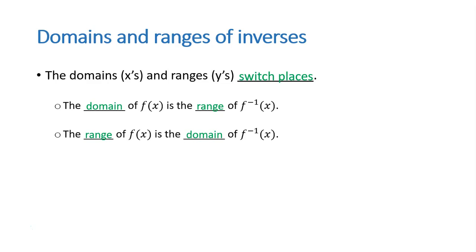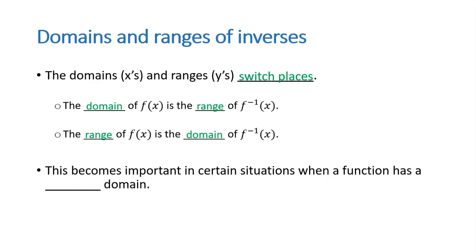So anytime we have two functions and we know they are inverses, the domain of one is the range of the other, and vice versa. This becomes important in certain situations when a function has a restricted domain, and we're going to talk about this later.